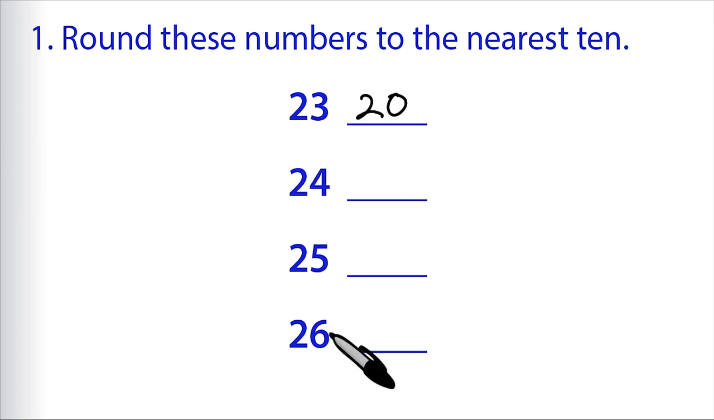And all of these are the same. They're 2 digits with the 2 in the tens place digit. And so we need to look at the ones place digit to decide whether to round up or down. This is 4, so we round down. So 24 rounds down to 20.